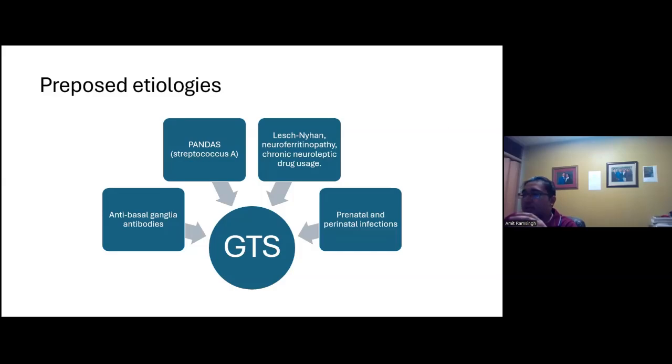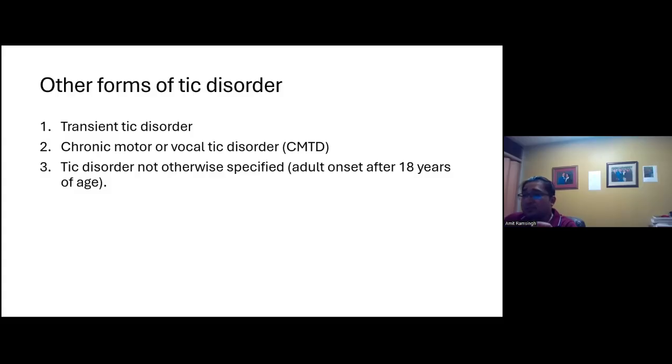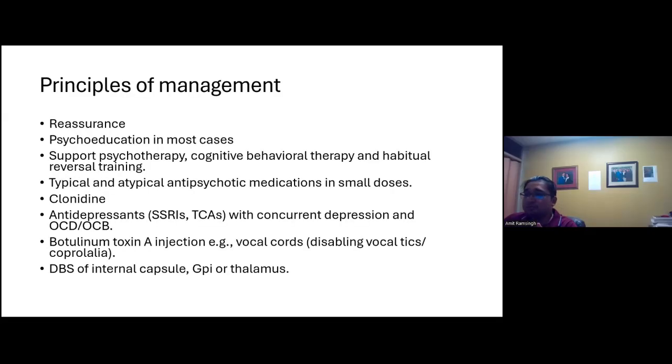There's different theories that have been proposed in relation to the etiology of tics, including anti-basal ganglia antibodies, different metabolic conditions, prenatal and perinatal infections, as well as an implicated role in Streptococcus A. Other forms of tic disorders include a transient tic disorder, chronic vocal tic disorders, and those that are not otherwise specified. So usually those appear after 18 years of age, as opposed to Tourette syndrome.